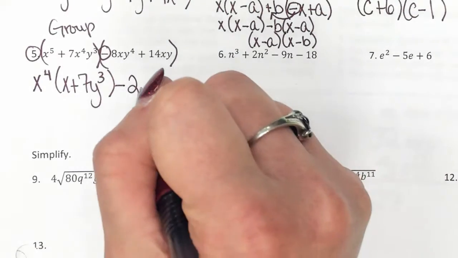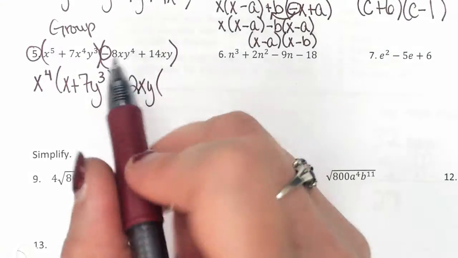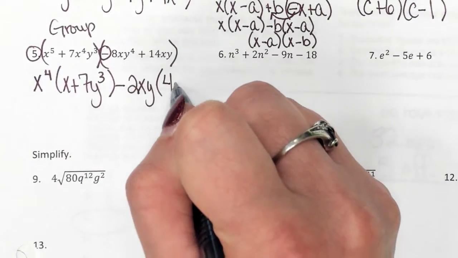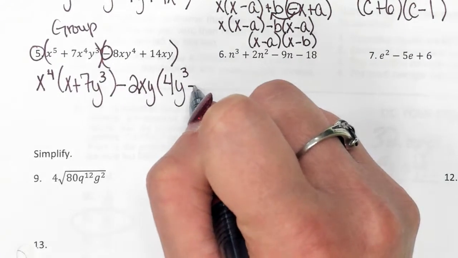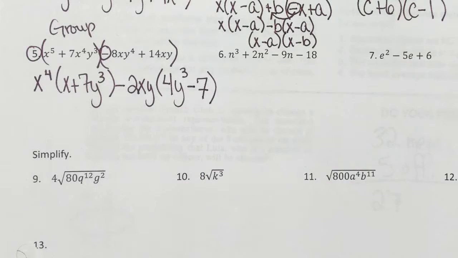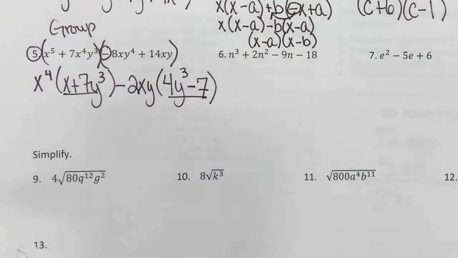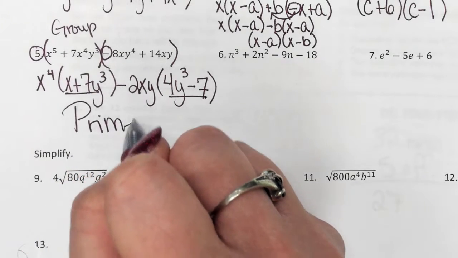Negative 2xy. There you go. And what's negative 8 divided by negative 2? Yeah, you took out the x, you took out one of your y's. And 14 divided by negative 2 is negative 7. Could we have rearranged anything any differently? Doesn't look like it. Did I get the same thing? So what did we call it? Prime. We called it prime. Don't call it no solution. There is a difference, okay?